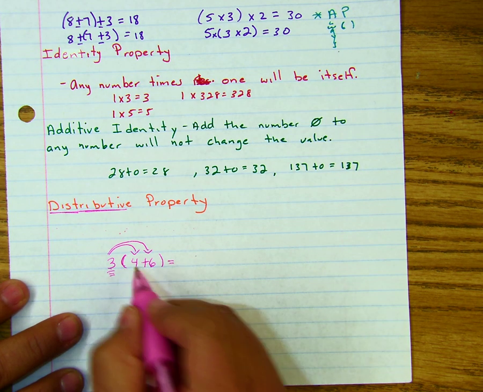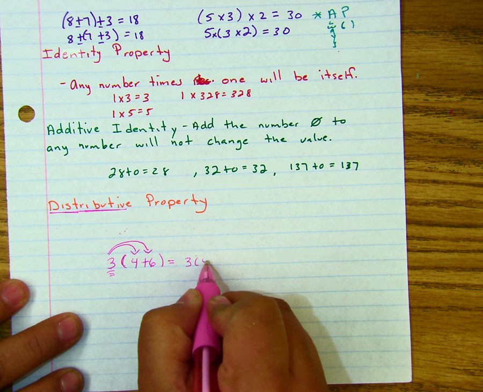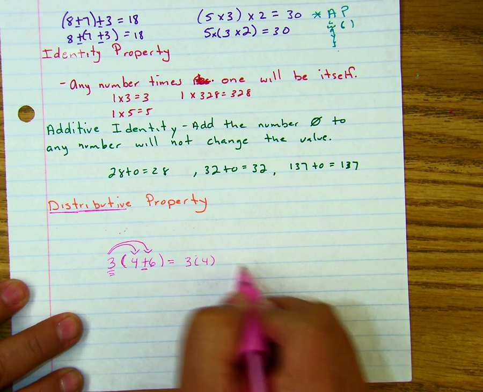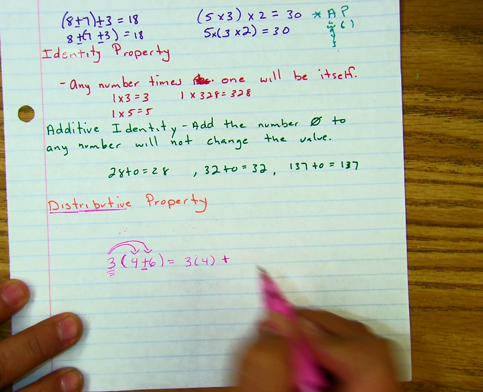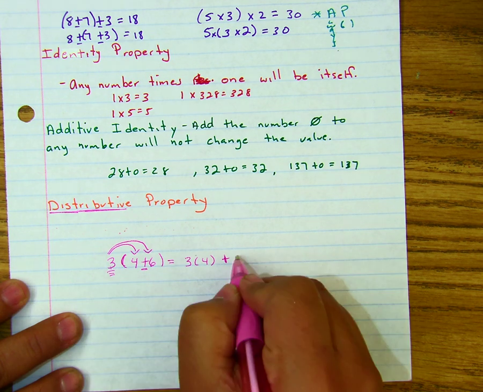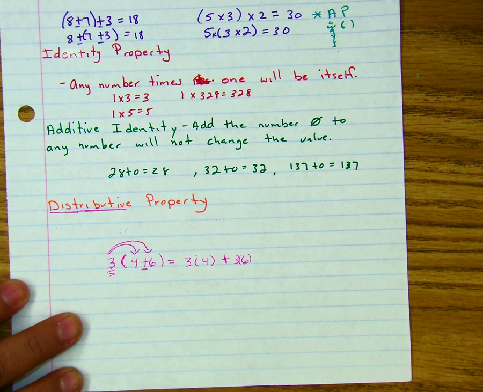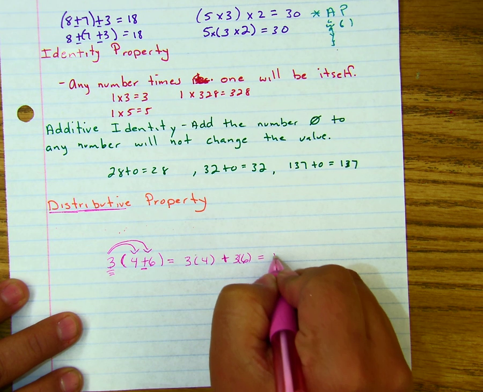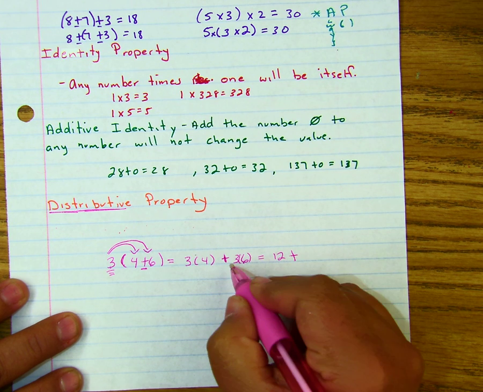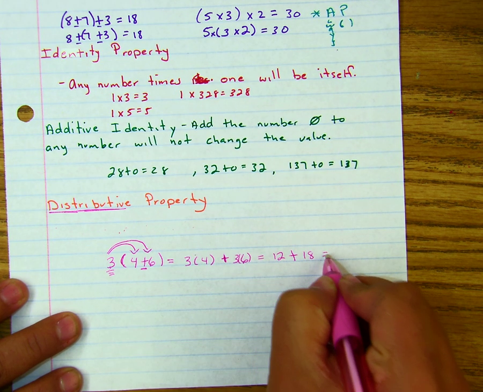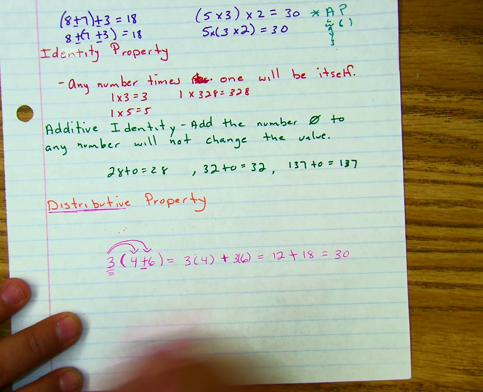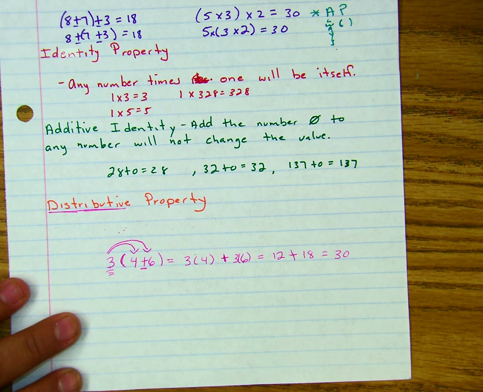So I'm going to have 3 times my 4, and I'm still using the addition, so I have to have my addition symbol. 3 times my 6. Okay, oops, let me add parentheses. And then we're going to go ahead and say, well, that's 12 plus 3 times 6 is 18, and that is going to equal 30. And we just use the distributive property that way.